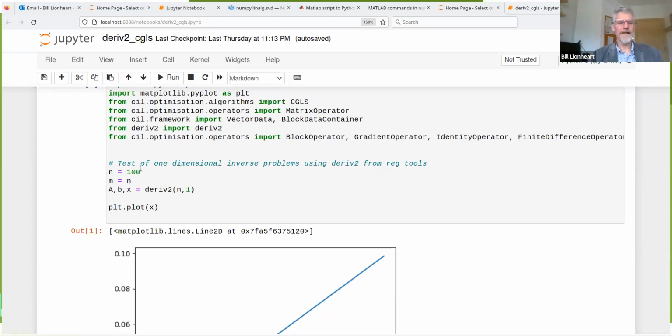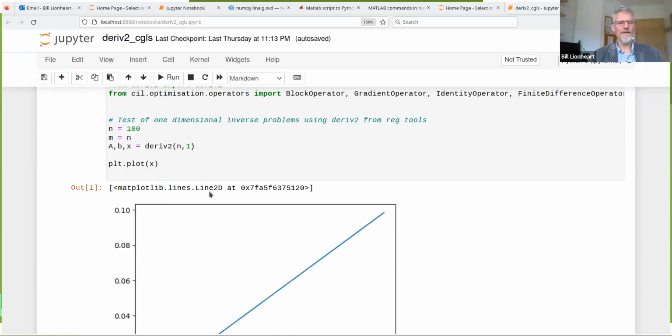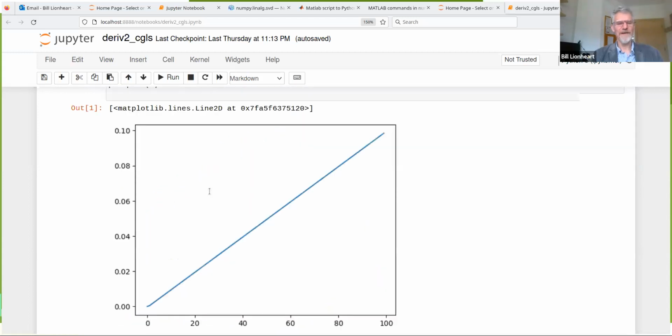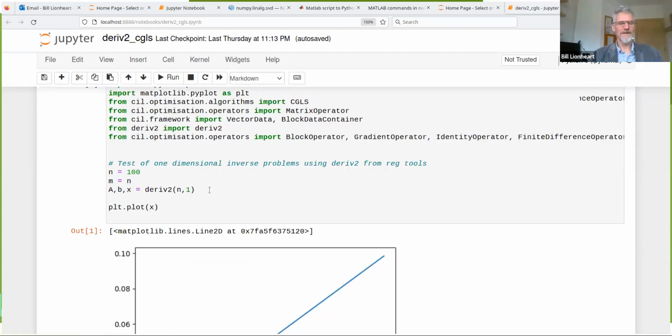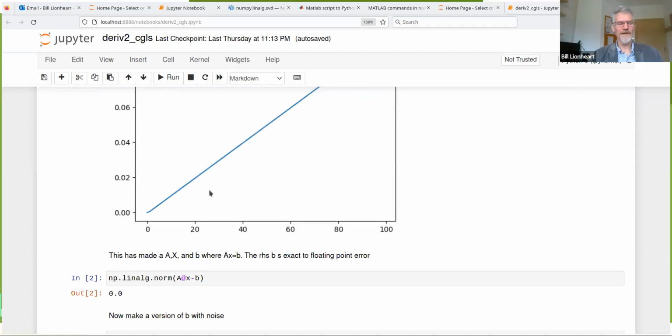Okay, so just like in the regularization tools, deriv2 gives me a matrix A, a right-hand side B, and an example solution X, which in my case is actually just AX equals B, rather than having a different formula for it. And deriv2 has several examples, hence the number 1. So if we plot the X that it's given, it's very, very simple. It's just a straight line. And so that's what we're trying to recover from knowledge of its double integral.